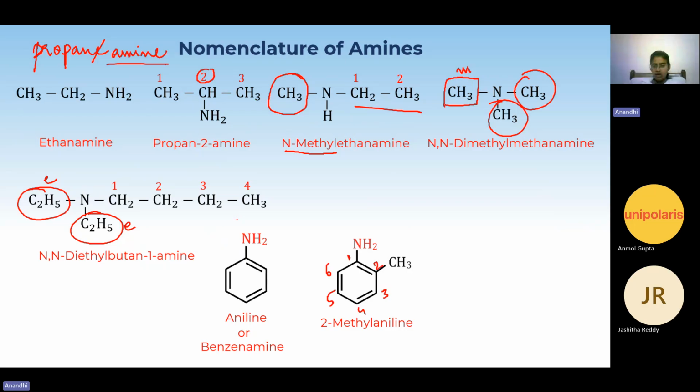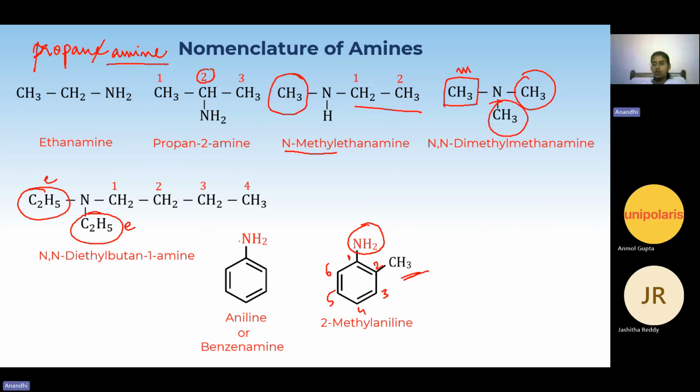You might be aware of these things, no? Functional group containing carbon should bear the position 1. Now here this CH3 is the substituent, attached to the second carbon, so it is 2-methylaniline.